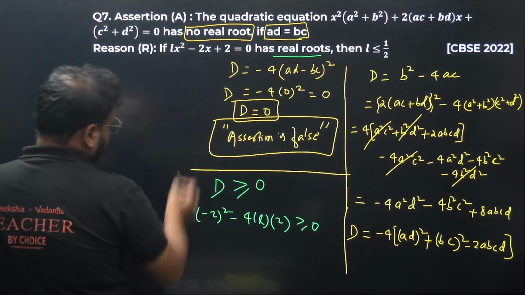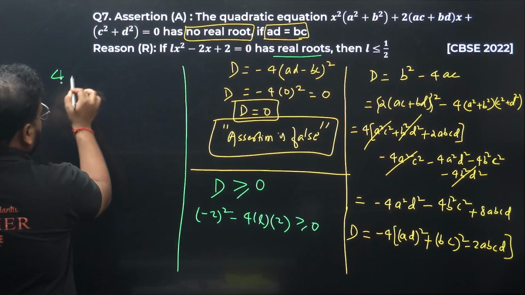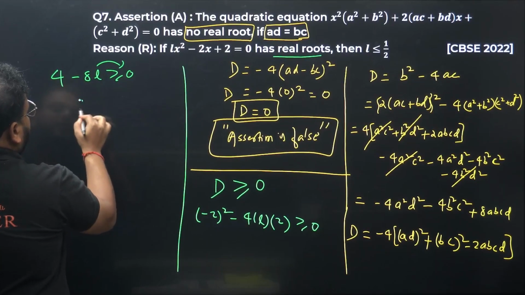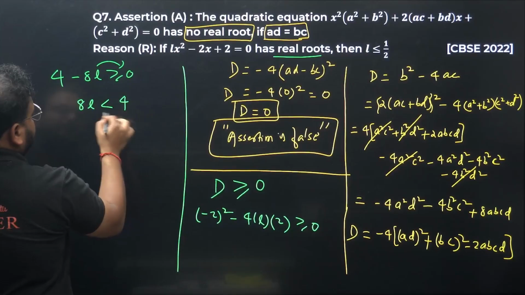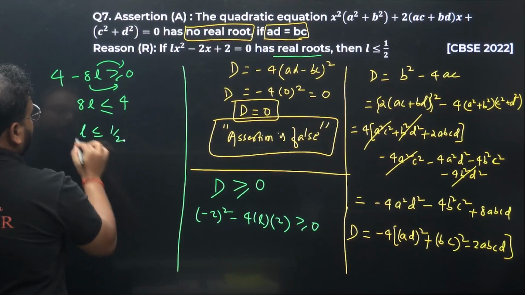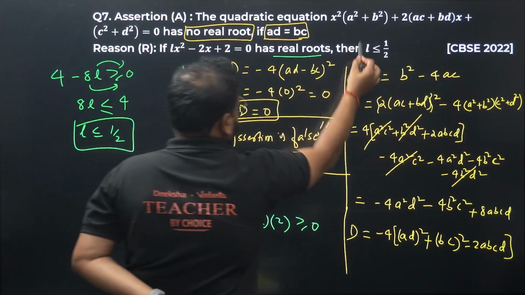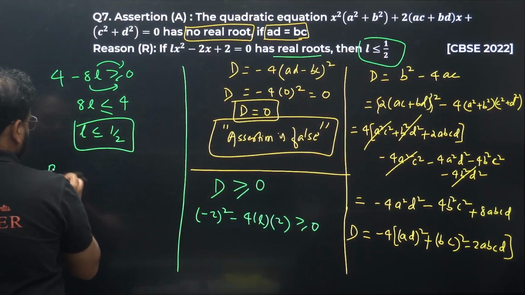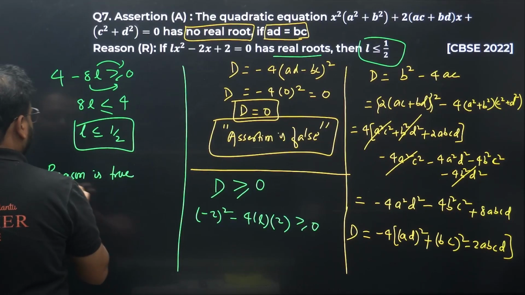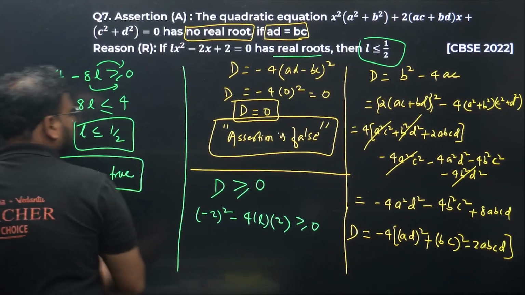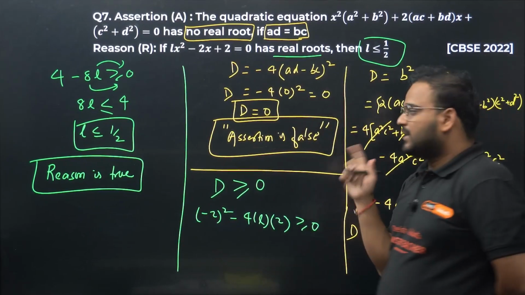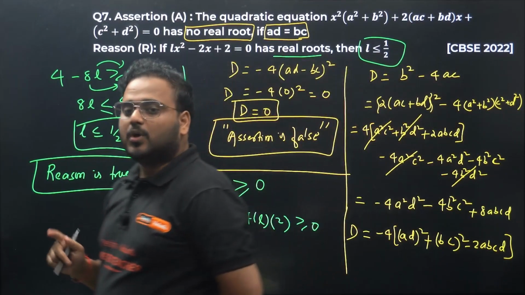And from here what I get? I'm getting here 4 minus 8L greater than equal to 0. Move this on this side, I get 8L is less than 4. I'm moving this over here, right? So I get this as L is less than 1 by 2. That's correct. It means reason is true. So reason is true, assertion is false. If this question comes as one of the options, you have to pick this correct statement. Reason is true, assertion is false.